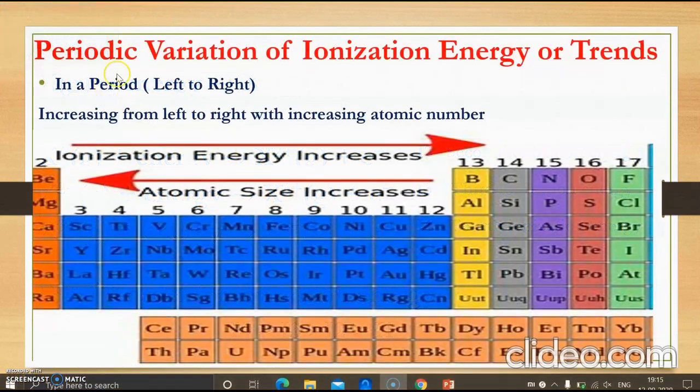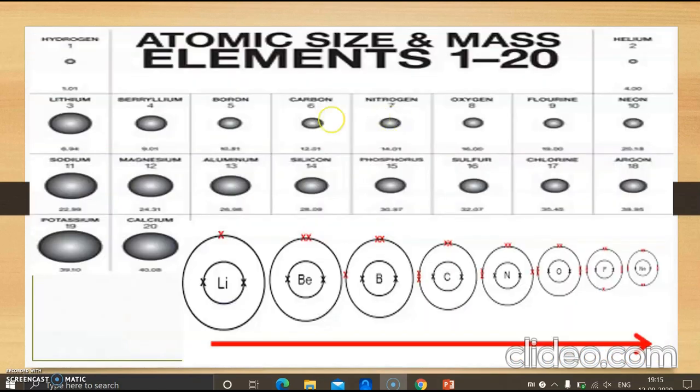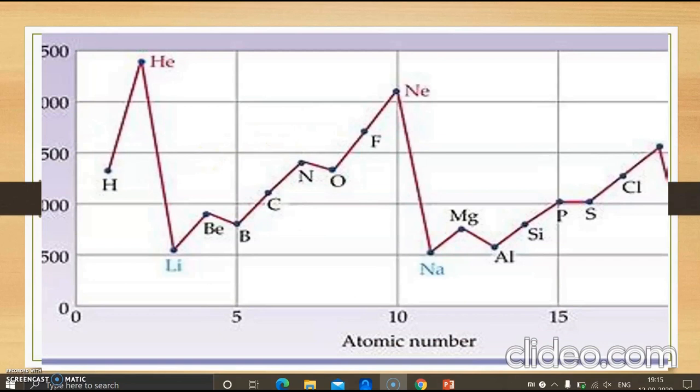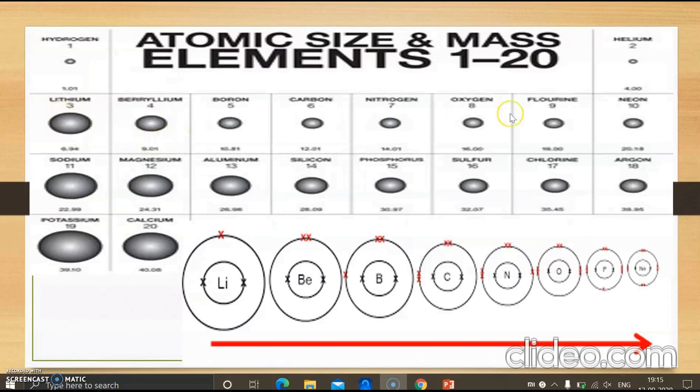Now we will see the periodic variations or trends of ionization energy, meaning what happens from left to right and top to bottom. Firstly, we see along a period, that is left to right: ionization energy generally increases from left to right with increasing atomic number. This can be explained by the following considerations. We know that atomic size goes on decreasing from left to right in a period. It means that the distance between the nucleus and the outermost shell electron is decreasing from left to right.